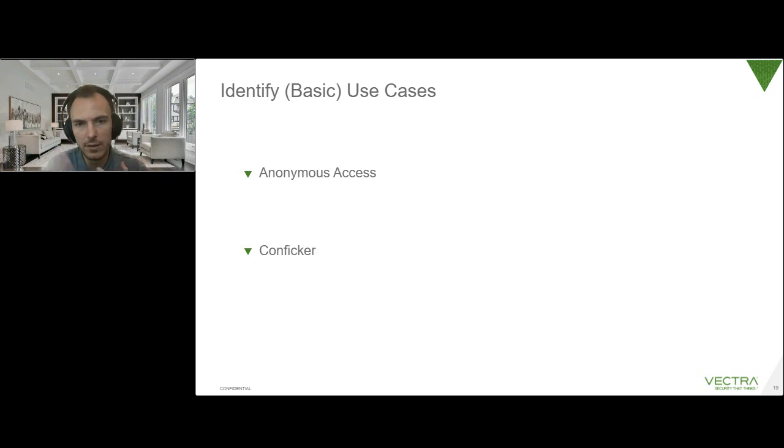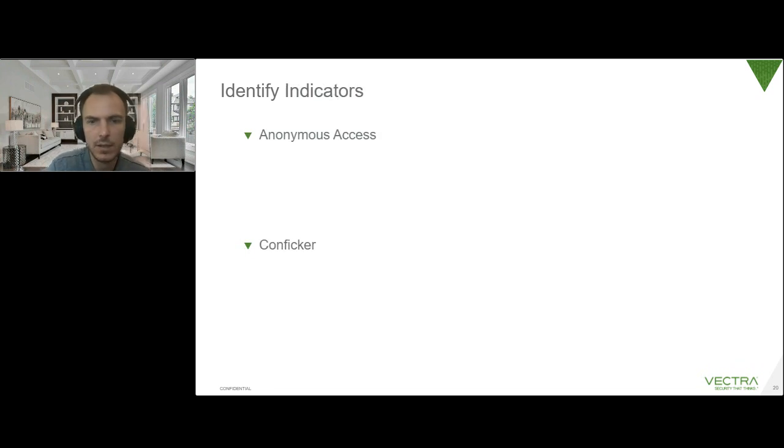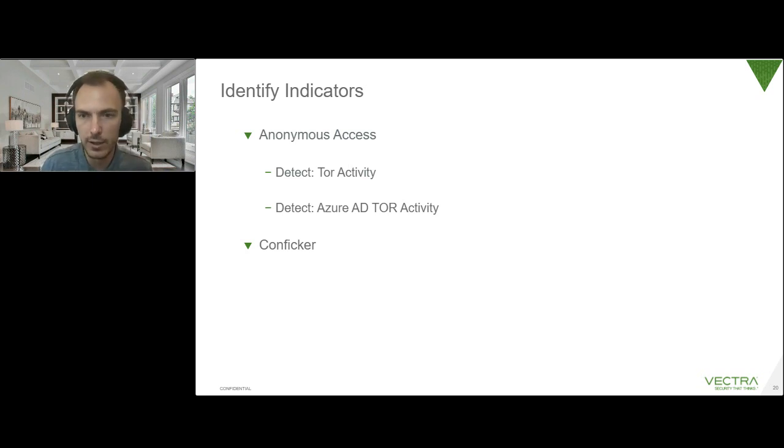But if we want to look for these use cases, if these are our use cases to alert, outside of prioritization, how do we do that? Well, let's identify these indicators, okay? So for anonymous access, this can be fairly simple, right? We have two detections out of the box that are highly useful with this. Tor activity for Detect for Network, and then for Detect for O365, Azure AD Tor activity, right?